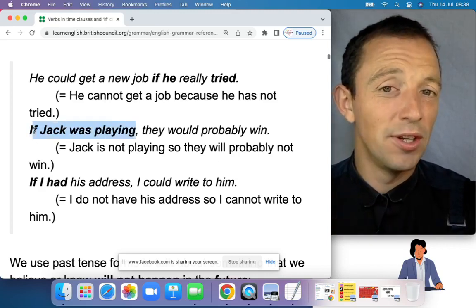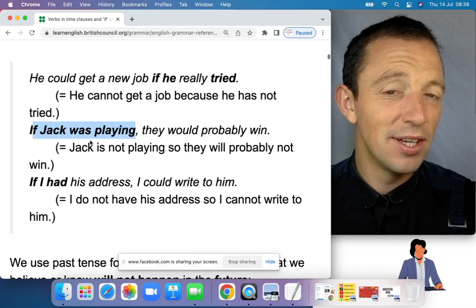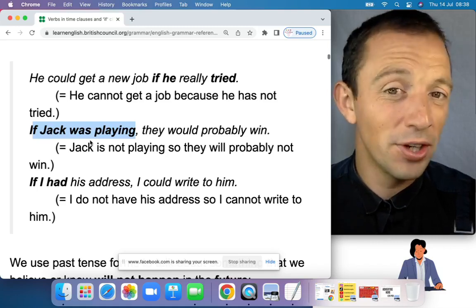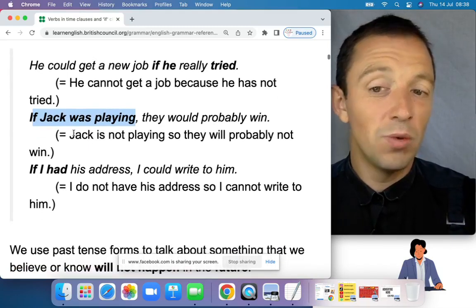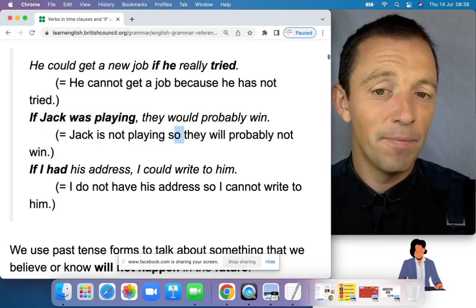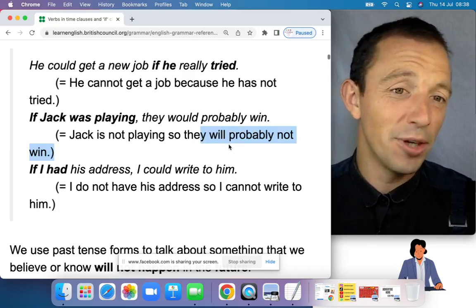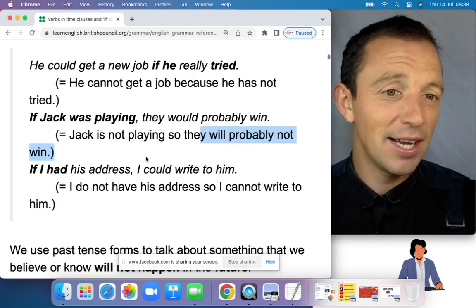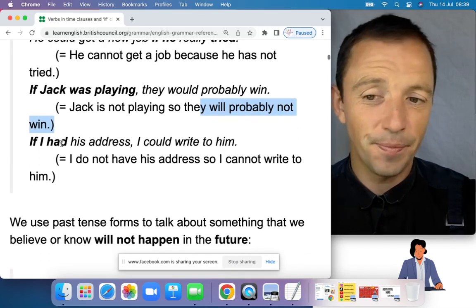And that's the rule for hypothetical situations. Okay, and that's important for the conditional. So the translation basically is Jack is not playing in the present, therefore they will probably not win in the future, in 20 minutes or 40 minutes after the match.